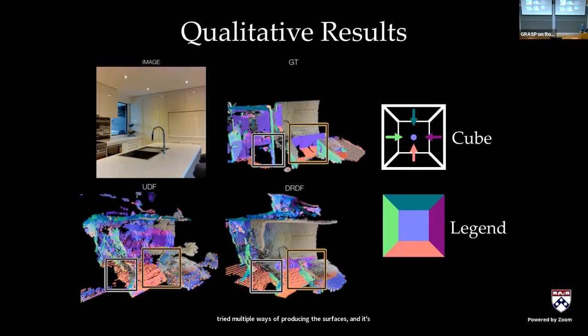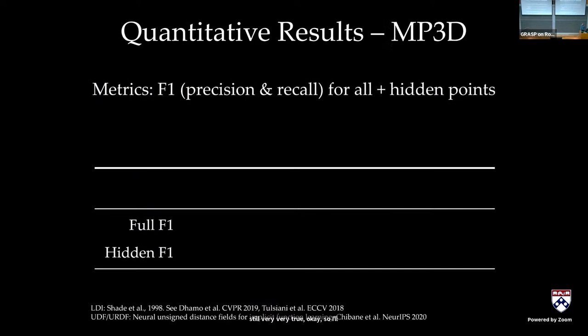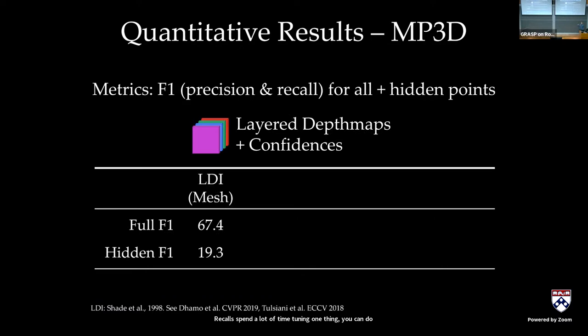Okay, so I'll just show some quantitative results. I don't want to just show pictures. For the metrics, we evaluate on both all the points as well as the hidden points. We use F1 score, which is precision and recall combined together. Don't worry, we've tuned it so that F1 is meaningful. It's not that these are radically different recalls. We've spent a lot of time tuning. One thing you can do is predict a bunch of layered depth maps. This works okay, but the problem is it's very hard for the network to decide whether the floor is in depth map 2 or depth map 3. It's very hard for it to learn that.